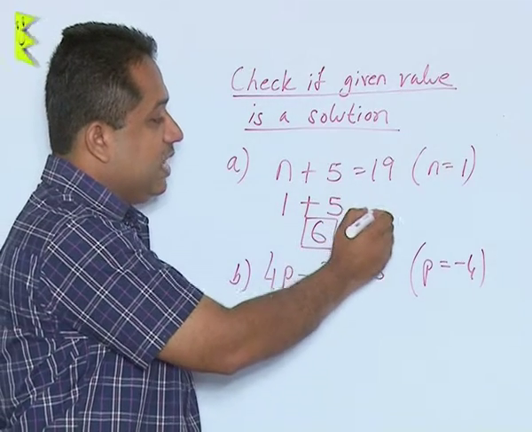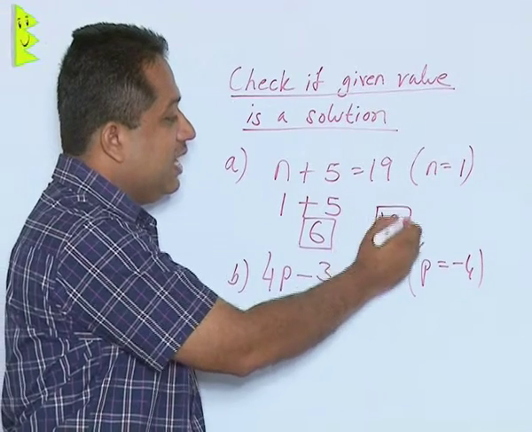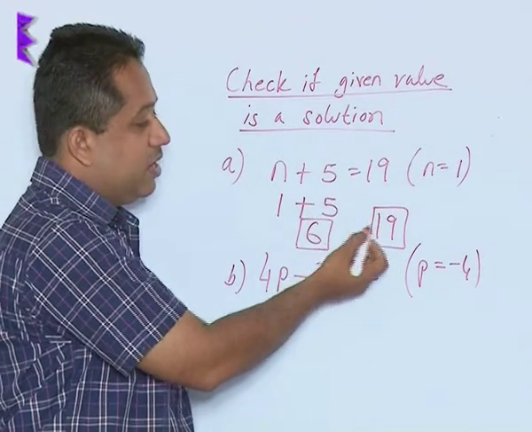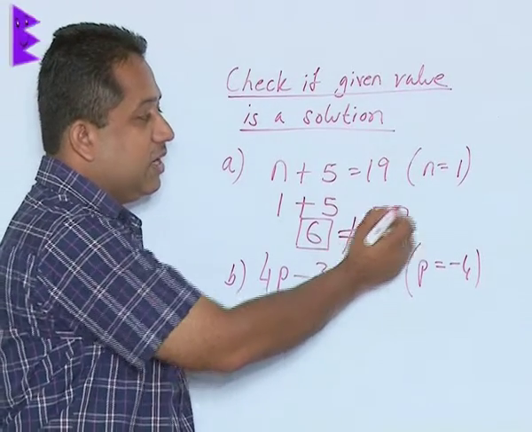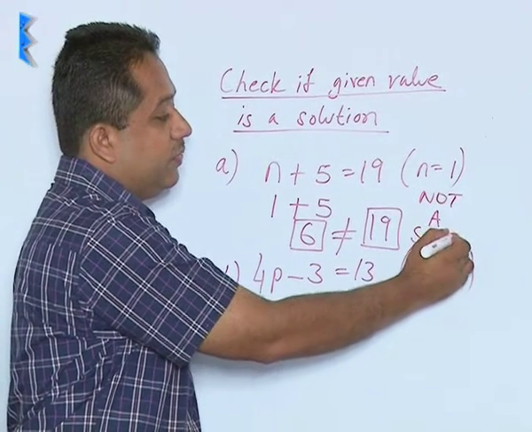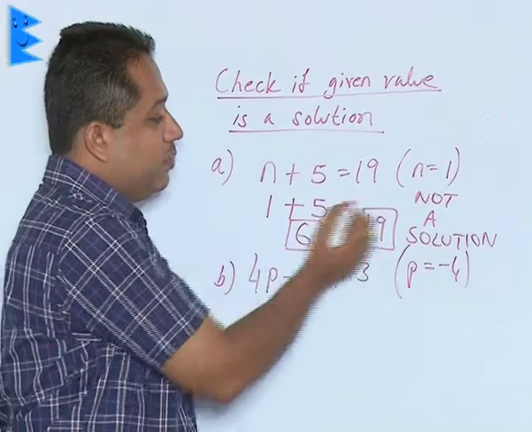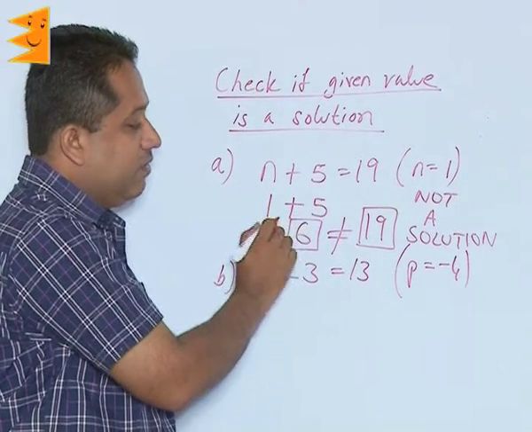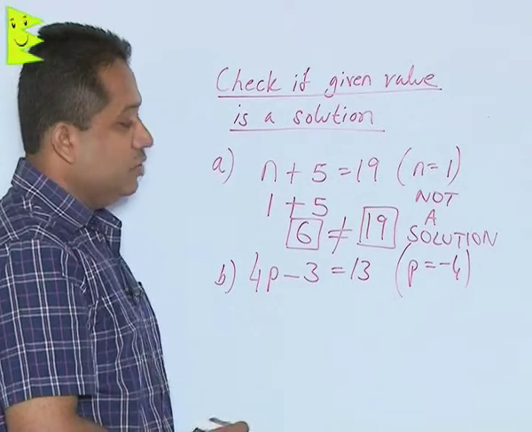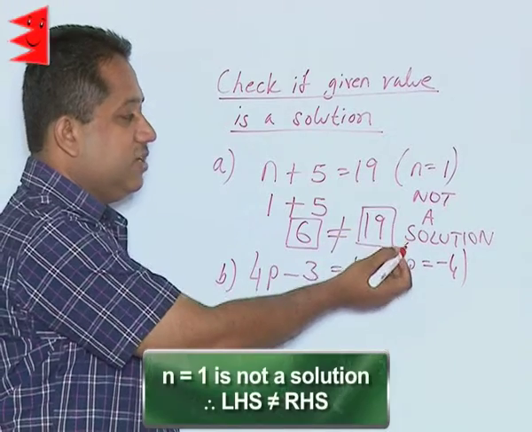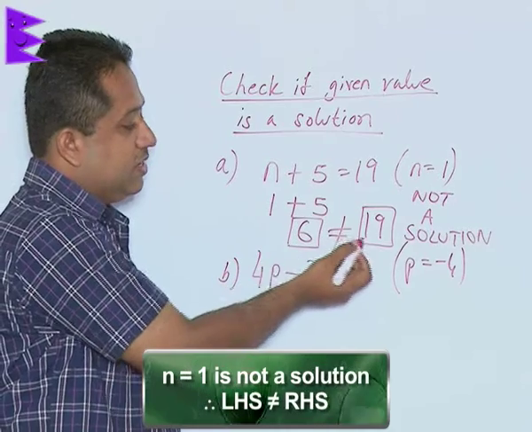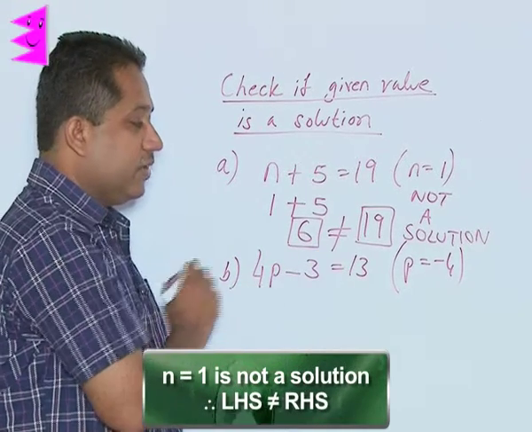But we see that the right side is equal to 19. So, we clearly see that LHS and RHS are different, they are not equal. When they are not equal, I can say that n is 1 is not a solution. If suppose we substitute some value of n and we had got LHS and RHS equal, then we would say that it would have been a solution. So, in this case the answer is that it is not a solution, because on substituting n is 1 in the equation, the LHS and RHS are not coming same, they are coming different.